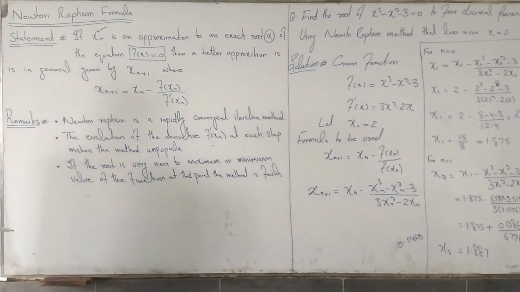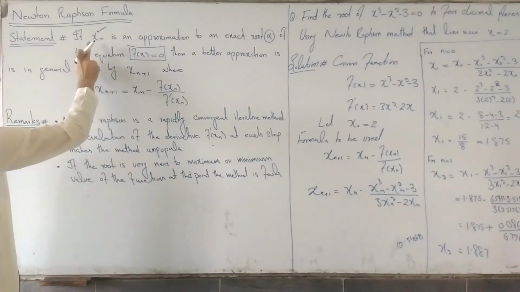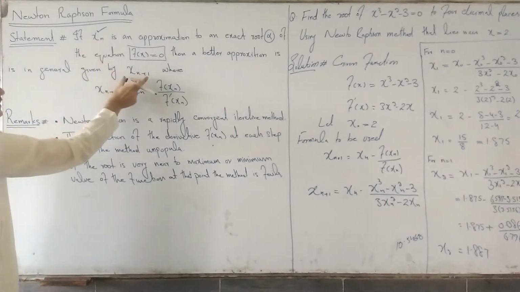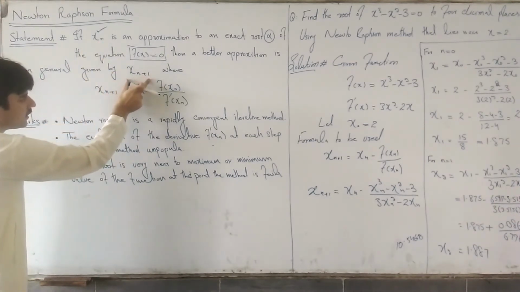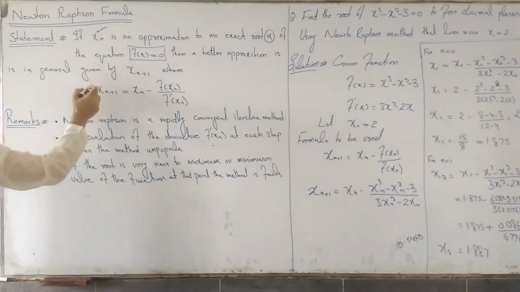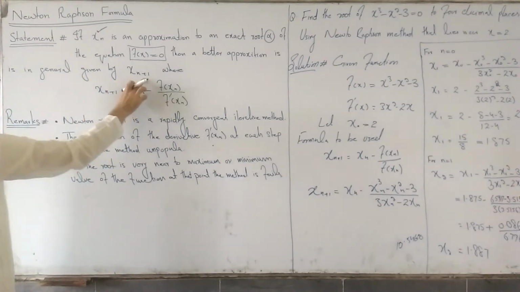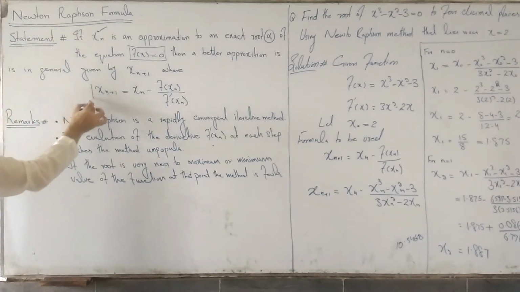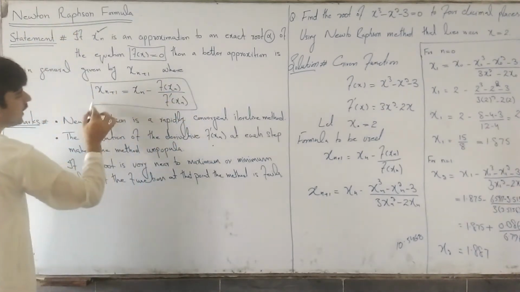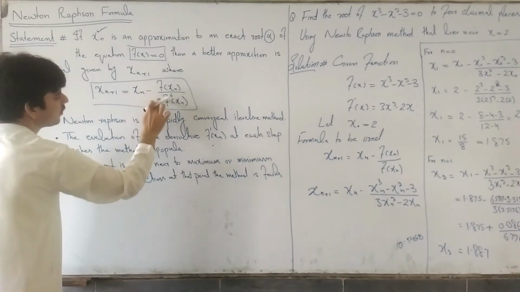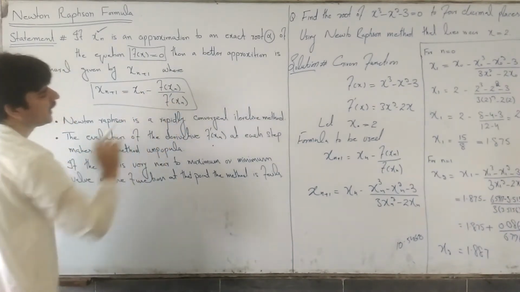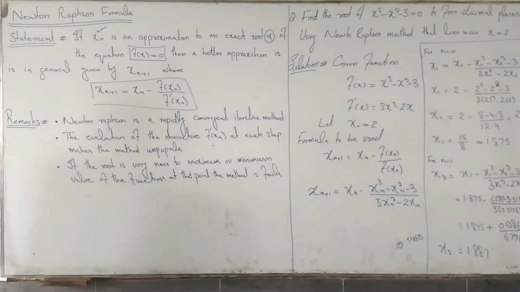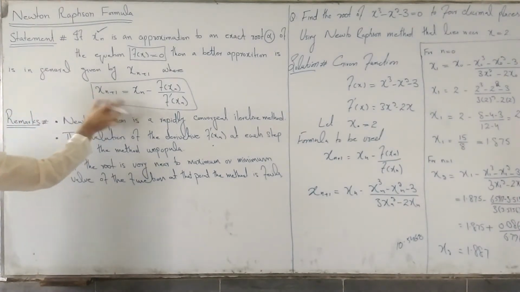But a better approximation instead of xn is xn plus 1. And the formula to find xn plus 1 on account of Newton-Raphson method is xn plus 1 is equal to xn minus f of xn whole divided by f prime of xn. So, we use this formula for Newton-Raphson method.